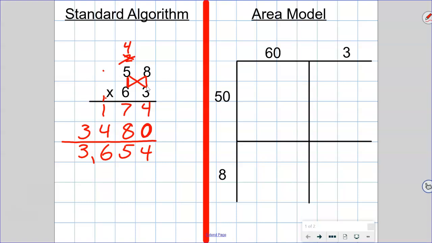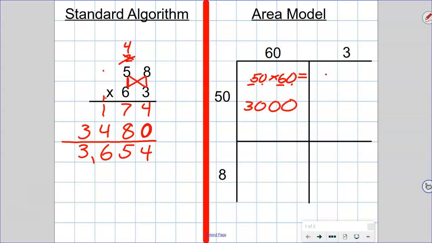So now I'm going to use this area model over here on the side to double check and make sure that I did this correctly. So my first section, I would multiply 50 times 60. And I would start with 5 times 6, which is 30. But then I'd have to take that 0 and that 0 and put it on the end. So that gives me 3,000.